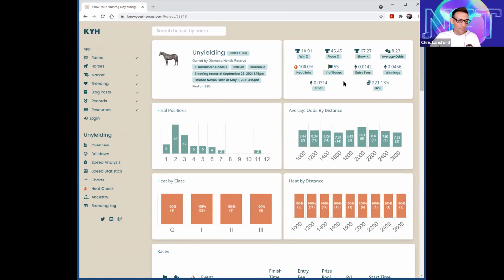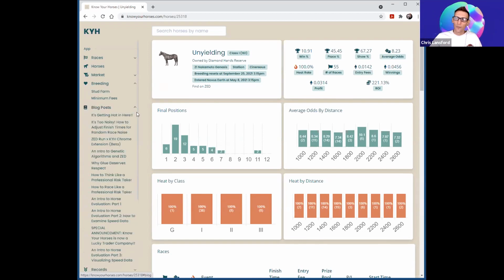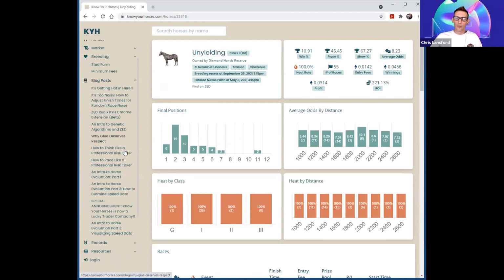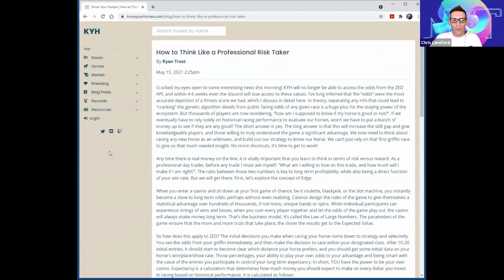Hey, before I do, while I'm pulling it up, will you show them the blog post there? Because there's something about risk and probability there that really connects. If you drop the blog post down, these articles, how to think like a professional risk taker, how to race like a professional risk taker, tie the two together, from the things that we talk about to how that integrates into the horses.